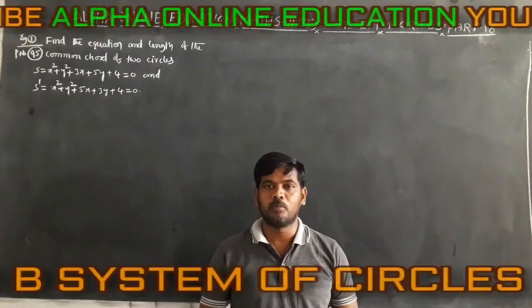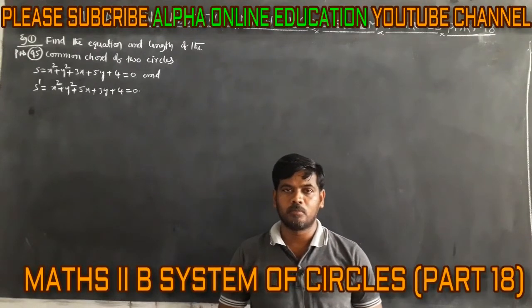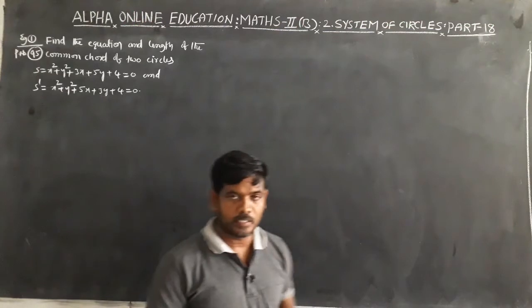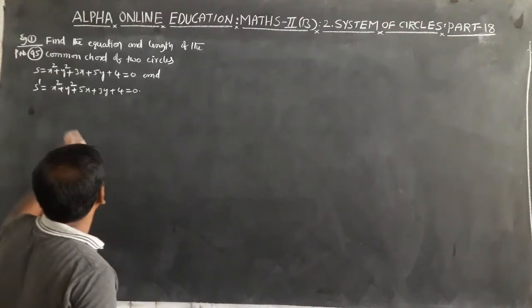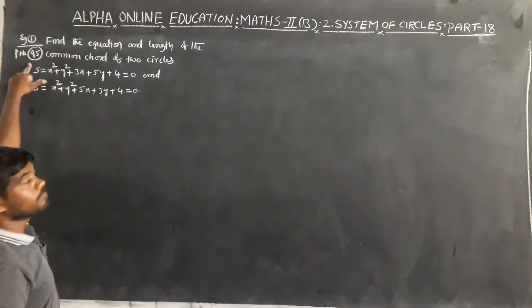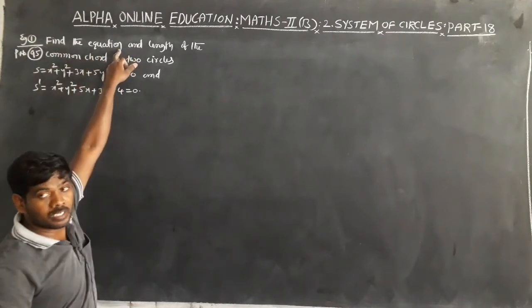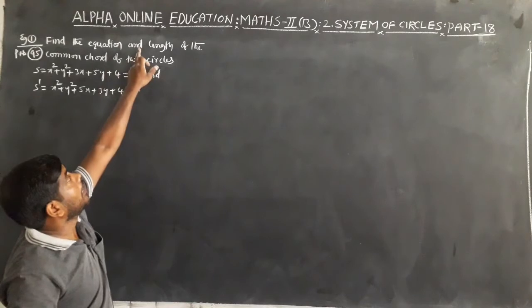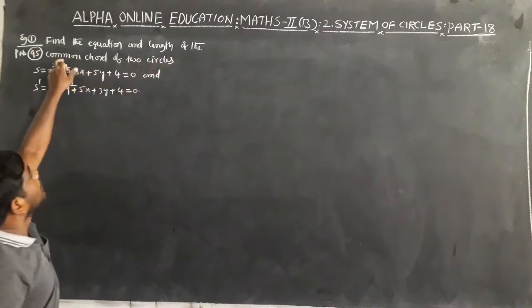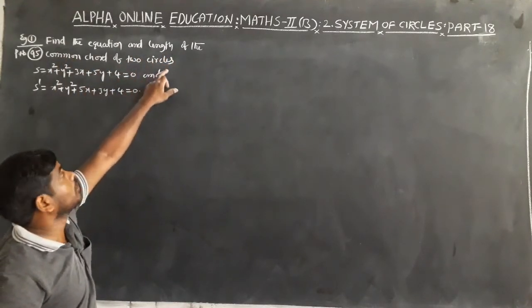One example problem, most important problem in 4 marks. Example number 1, page number 95. Find the equation and length of the common chord of two circles.